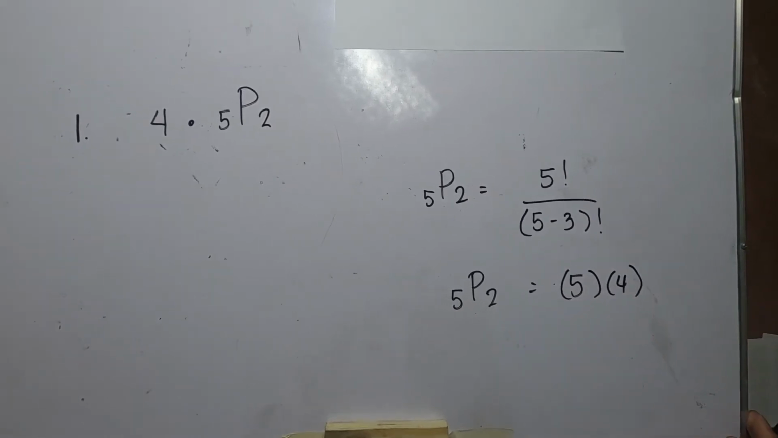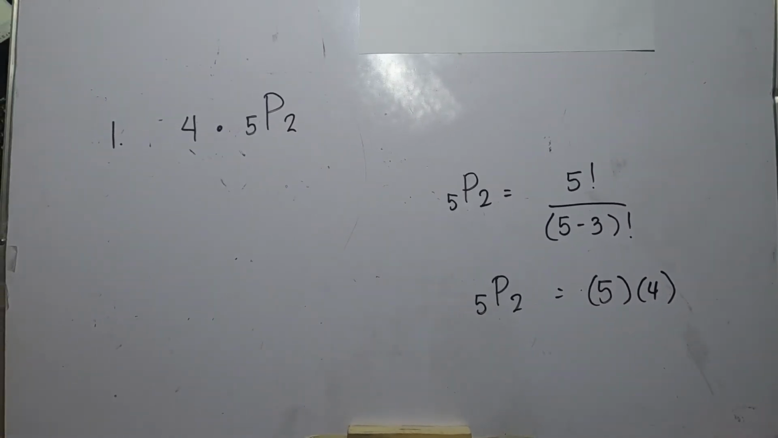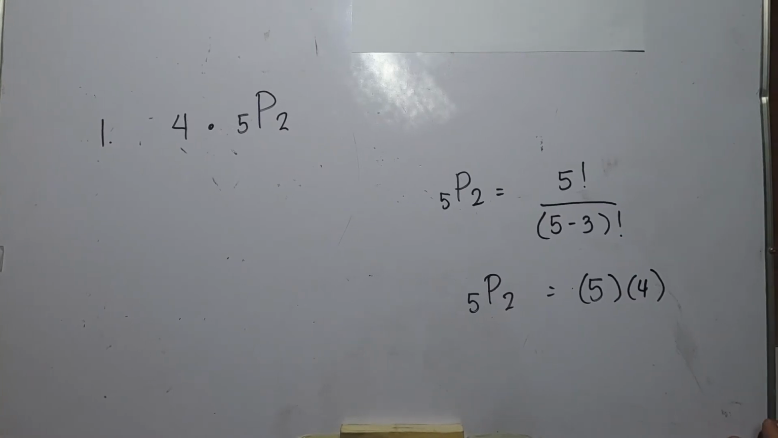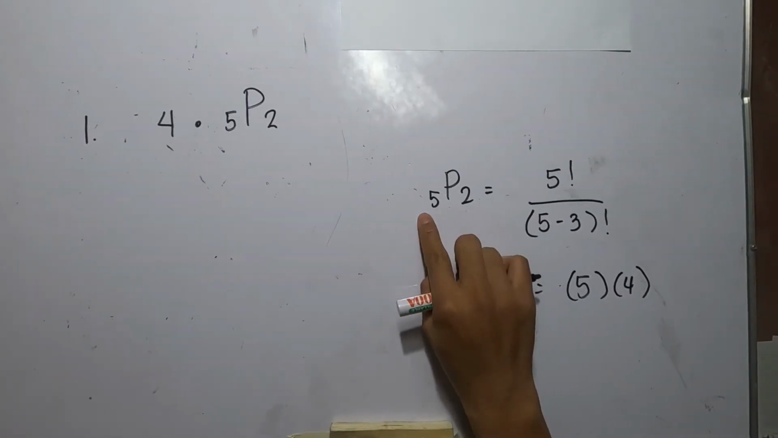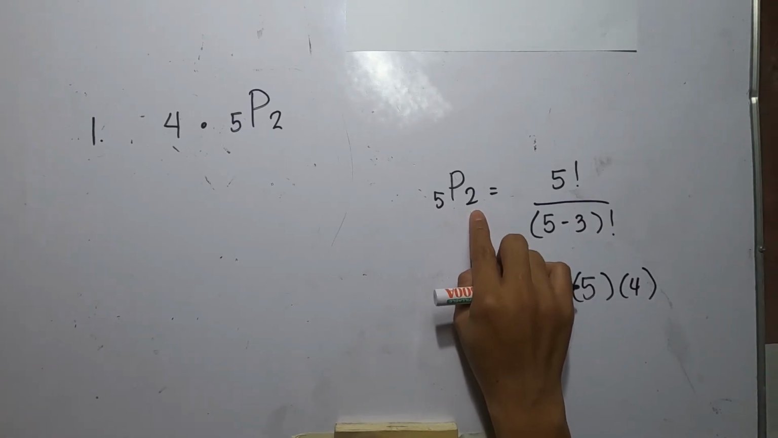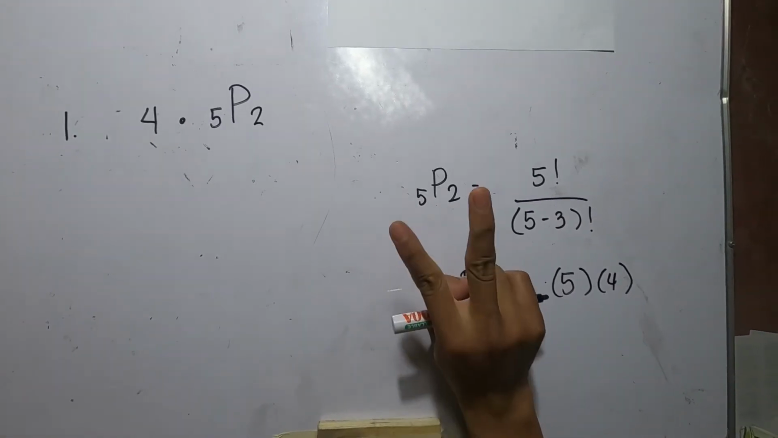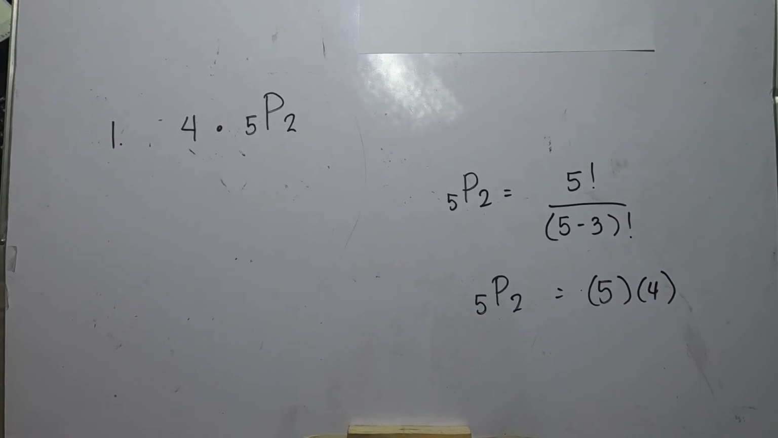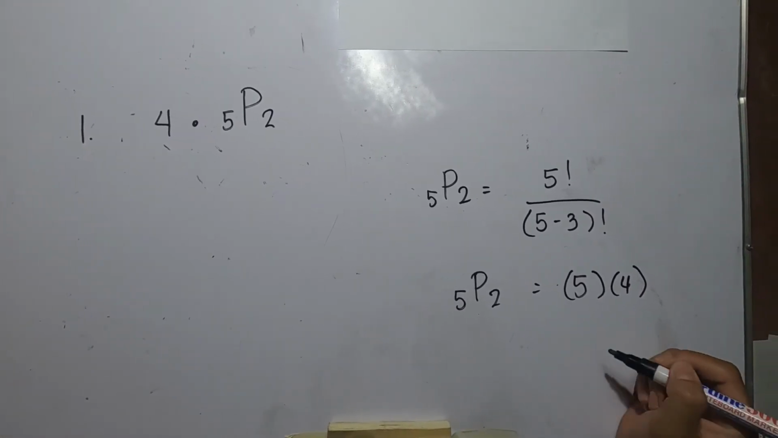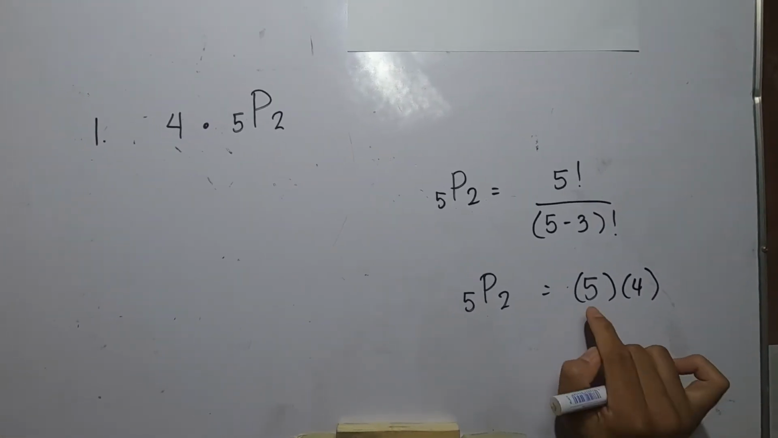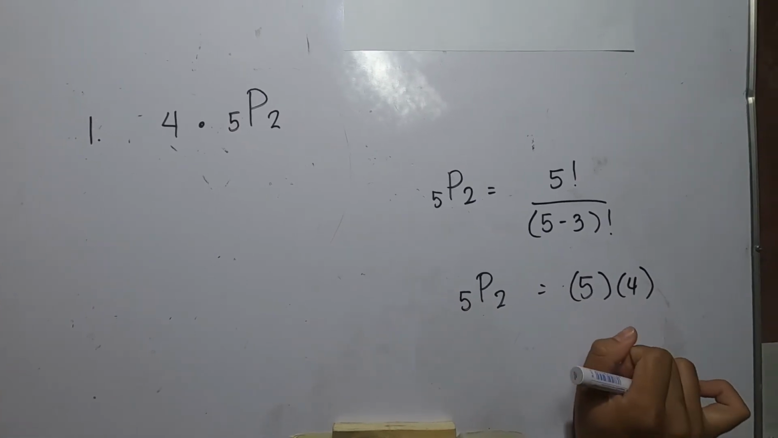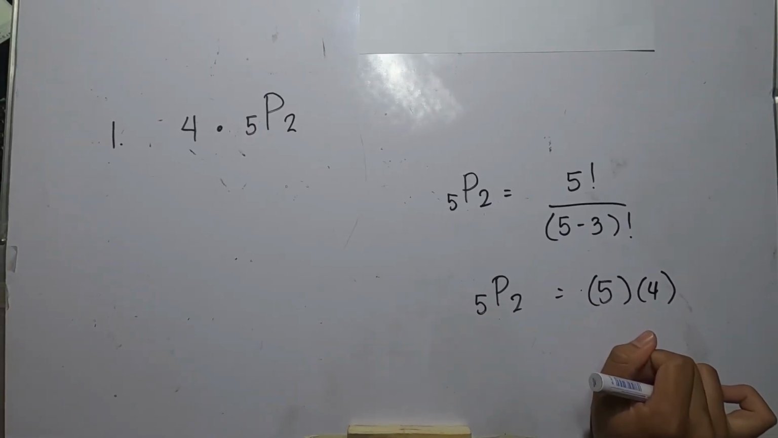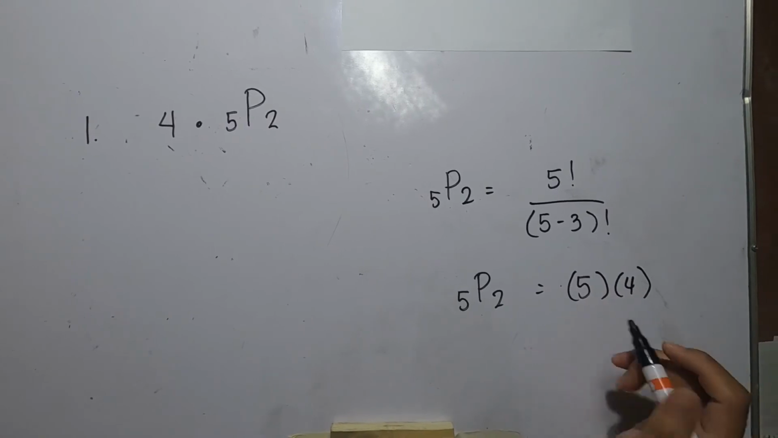because we know that the value of r can be understood as the number of integers less than or equal to n to be used as factors. So our value of r in permutation of 5 taken 2 is 2. We know we will use 2 integers less than or equal to 5 to be used as factors, and they are 5 and 4. Simply, permutation of 5 taken 2 is equal to 20.